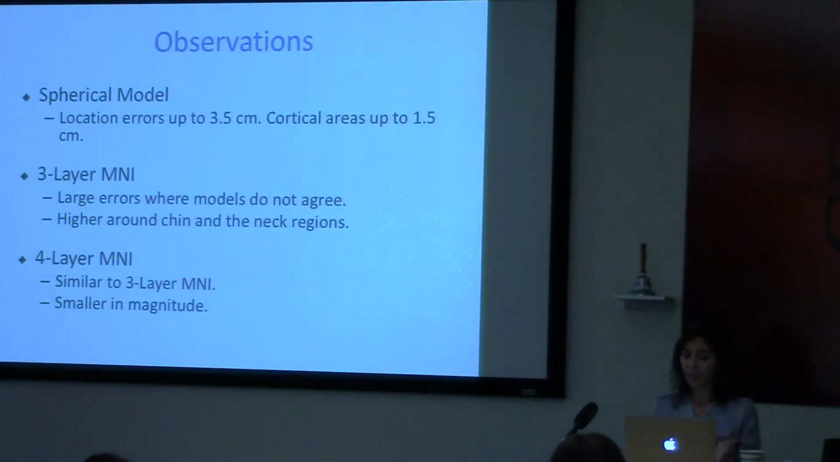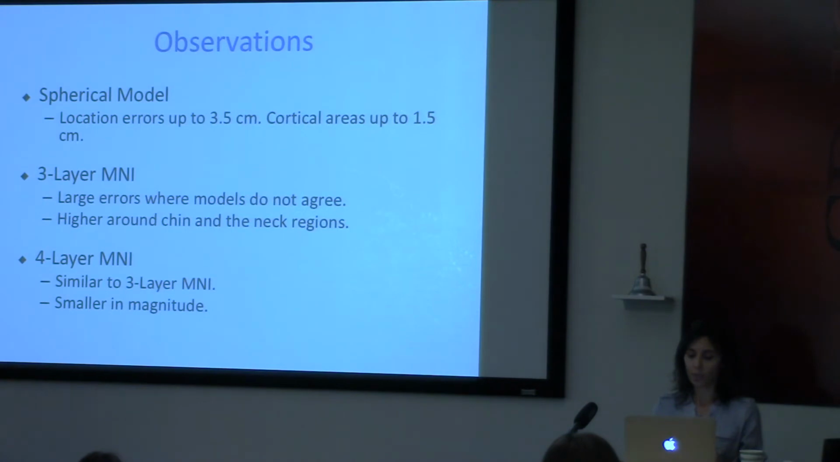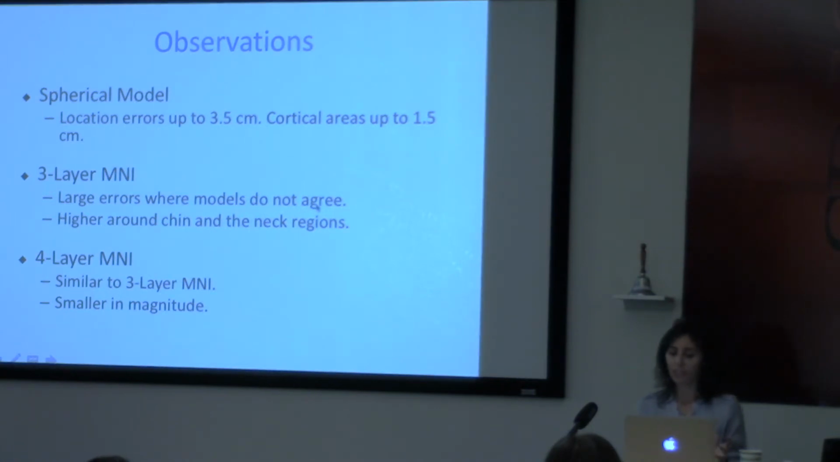So in the spherical model, the localization errors were up to 3.5 centimeters, and in cortical areas up to 1.5 centimeters. And in the 3-layer MNI, we had large errors where models do not agree, and this would change from subject to subject.